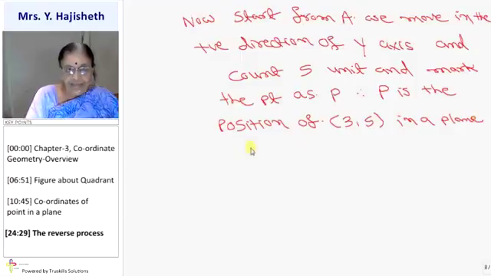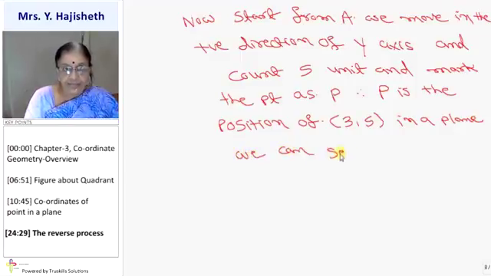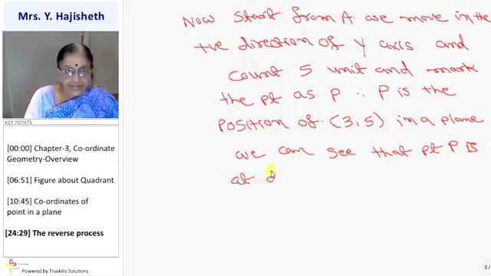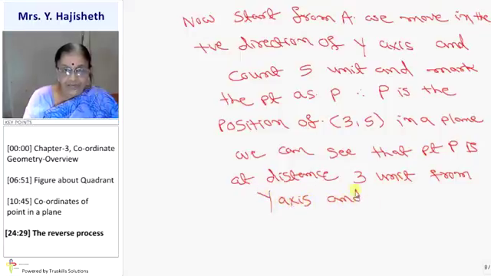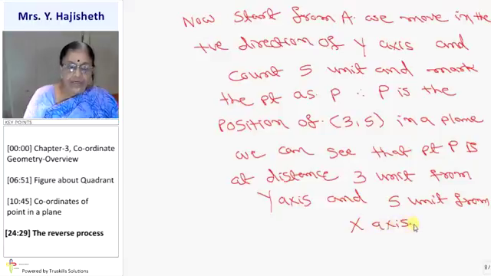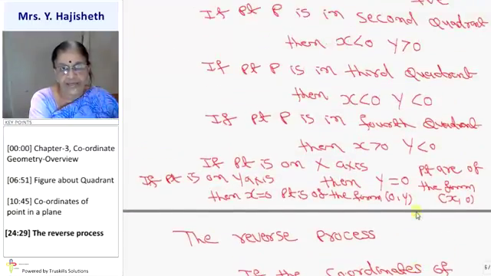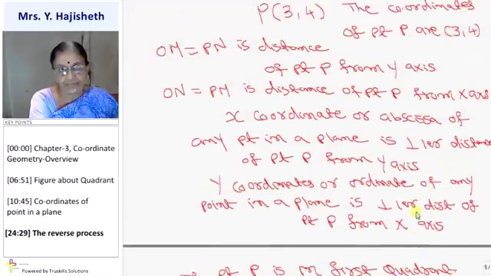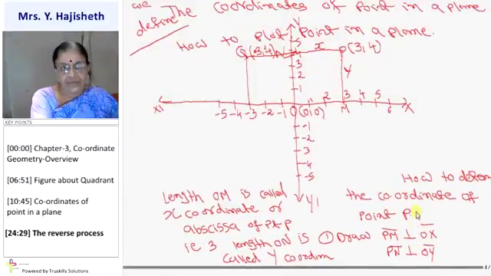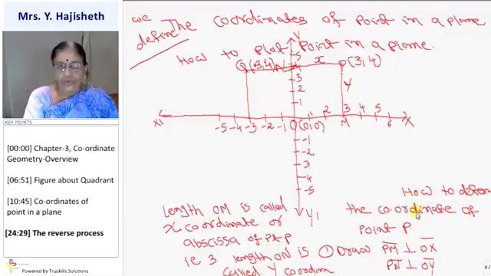Okay? Now we can see that point P is at a distance of 3 units from the y-axis and 5 units from the x-axis. देखना, मैं बताती हूँ आपको. Again we go back to the figure. I will show you. Suppose coordinates are given as (3, 5). Let us see the figure. This is the figure, okay? Suppose you want to determine the position of point (3, 5).